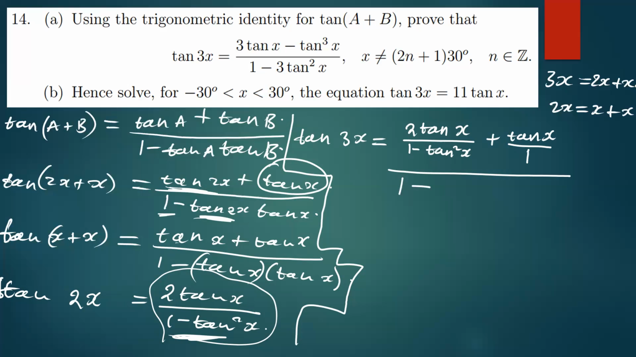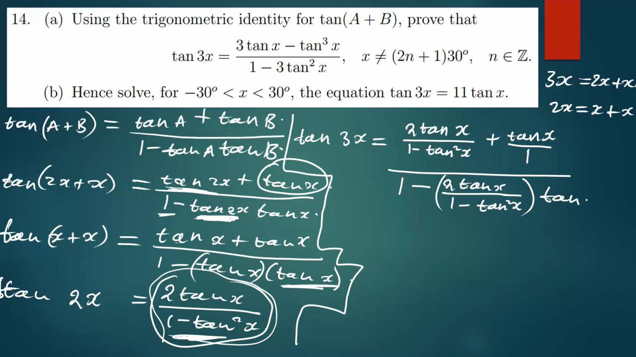Then in the denominator we have 1, and then minus tan 2x. I'm going to put this same expression: 2 tan x over 1 minus tan squared x, multiplied by tan x. After doing the multiplication, this is simple and straightforward. 2 tan x times tan x gives us 2 tan squared x.